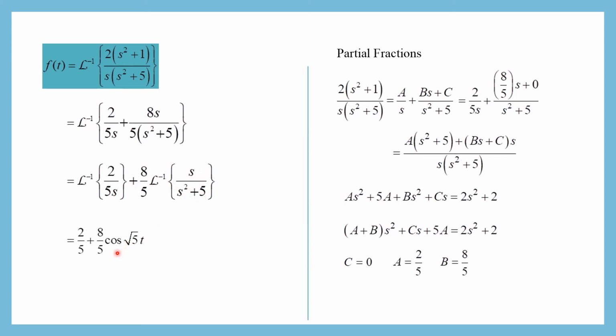And so finally we get the answer as f of t is equal to 2 over 5 plus 8 over 5 cos of square root of 5 t. So this is the solution of the integral equation.